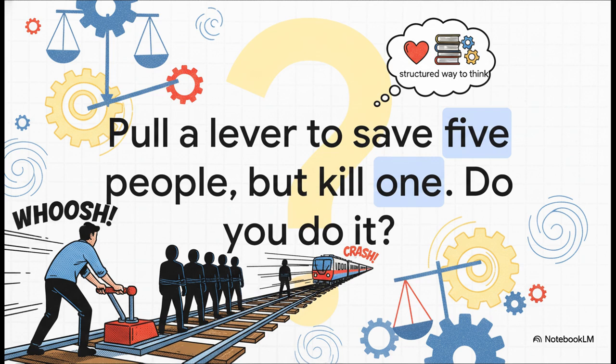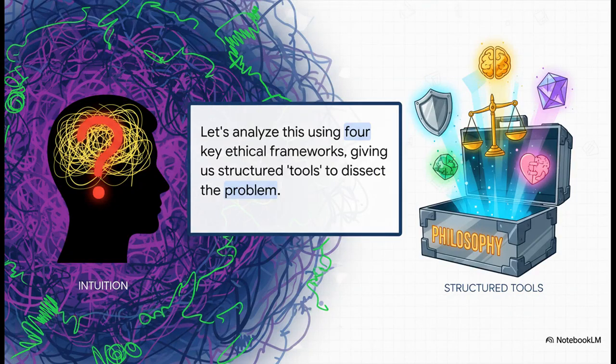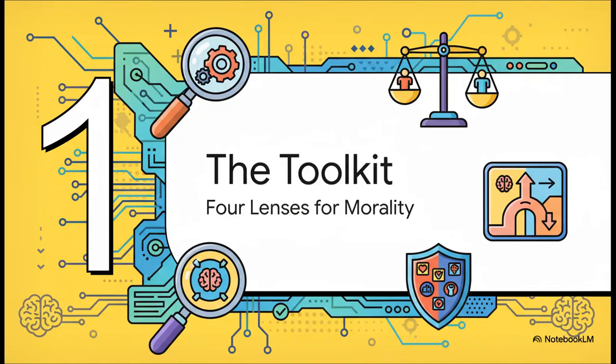You know, most of us have a gut reaction to this. But what if there was a more structured way to think it through? Instead of just going with our gut, we can actually use some established philosophical tools to break the problem down. Think of these as different lenses. Each one lets us see the moral landscape from a totally different angle and helps us understand why we feel pulled in one direction or the other. So let's open up that toolkit.